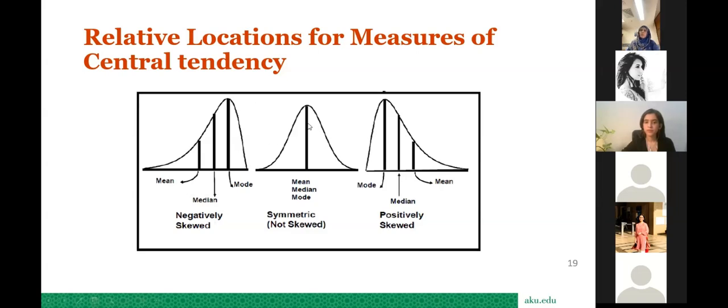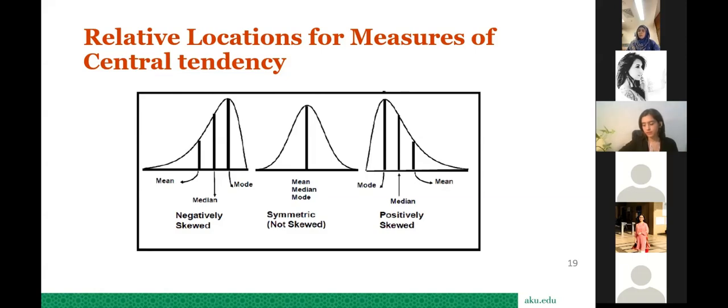So if your data is normally distributed, your mean, median, and mode will be very close to one another, right? This is one way of assessing, when you are eyeballing, whether your data is normally distributed or not. That is, you look at the mean, median, and mode. If they're very close to one another, this means that your data is symmetric, it is not skewed, and you can go ahead with reporting means, right?